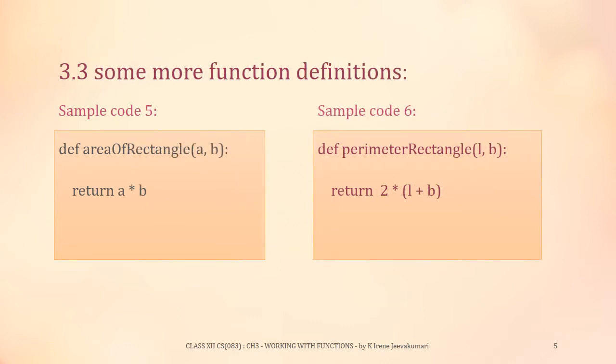Let us consider two more examples for defining functions. Here there is a keyword def followed by the name of the function. It takes two parameters and it ends with a colon. This function returns the computed result of the area of a rectangle. Same as we have a definition for the perimeter of a rectangle. It takes two parameters L and B and it ends with a colon. And this function returns the computed result of the perimeter of a rectangle.